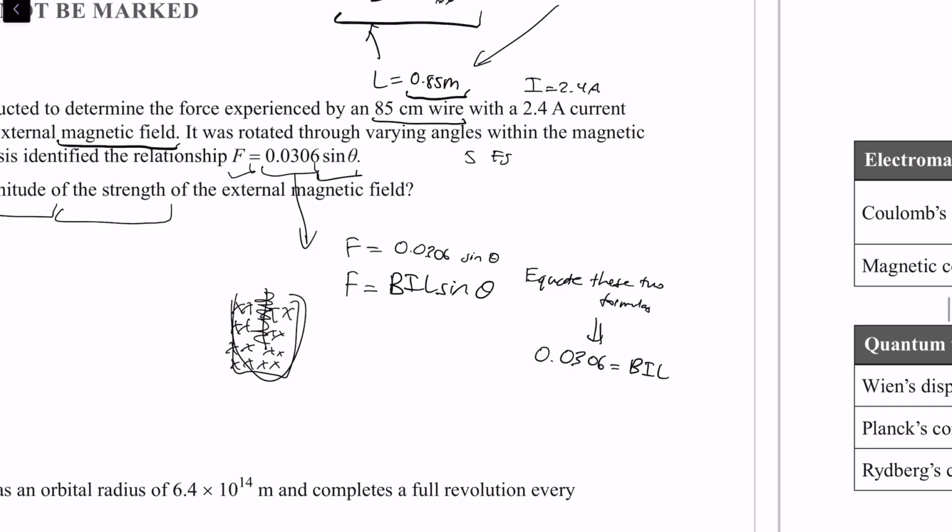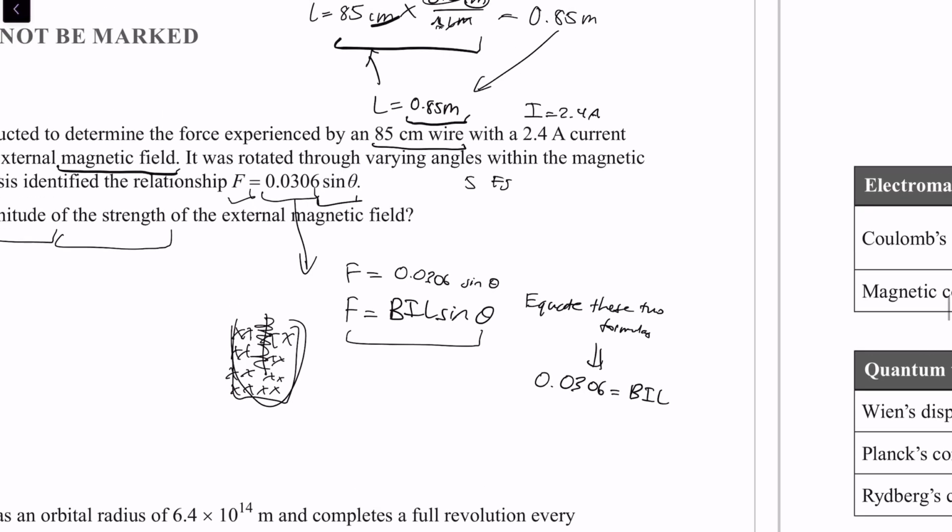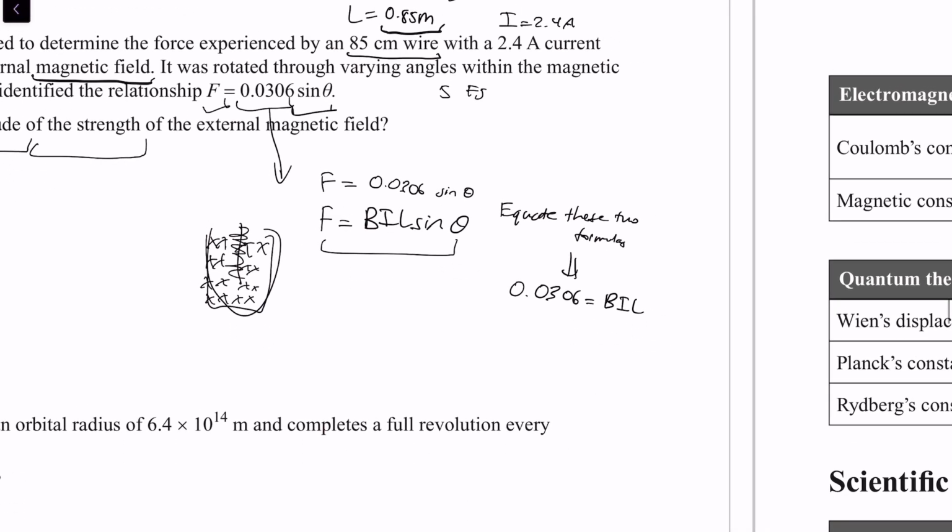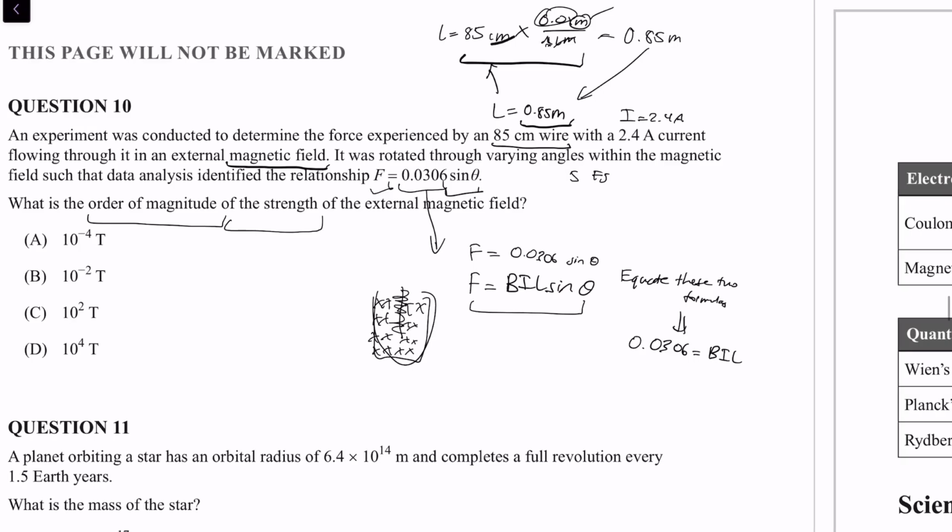In our formula, I have these formulas and stuff, but what really matters to me is I want to find the order of magnitude. So just focus on one part of the question at the moment: the strength of the external magnetic field. We have to know that's capital B. Magnetic field strength is just capital B.